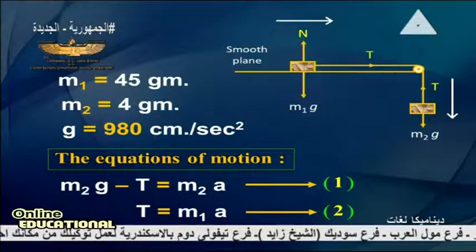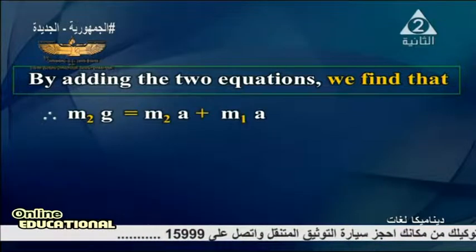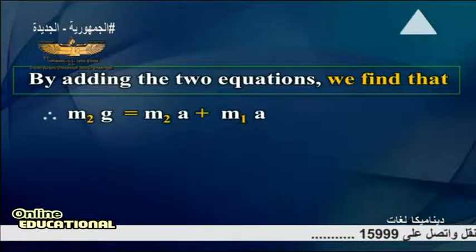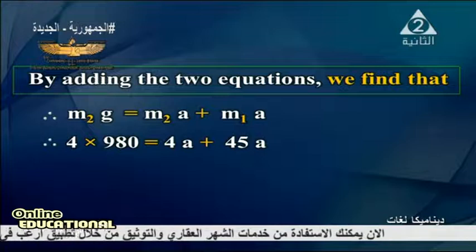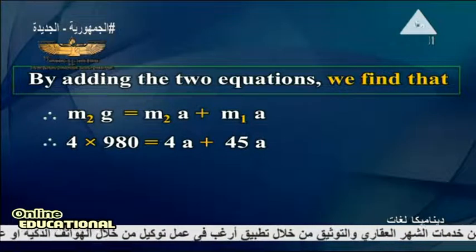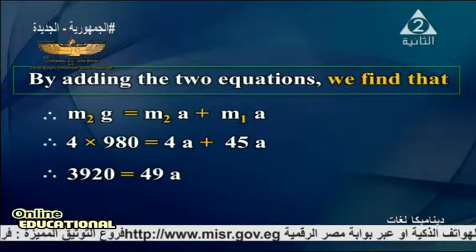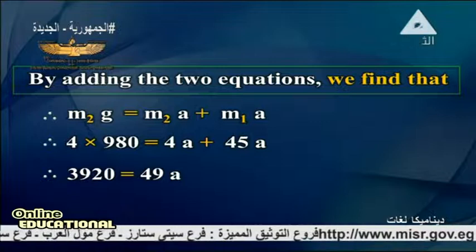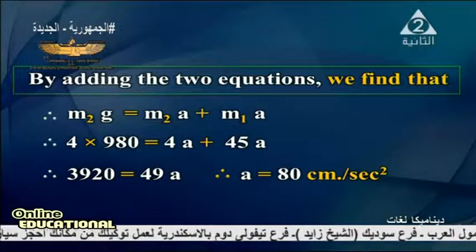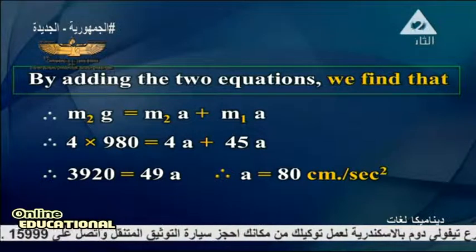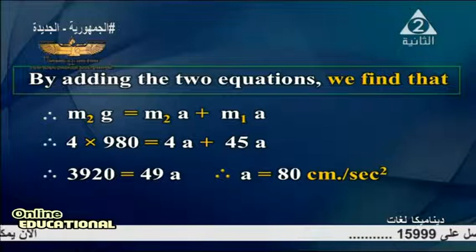By adding the two equations, we find that M2g equals M2a plus M1a. M2, the mass of the second body, 4 gram times 980 equals 4a plus M1, which equals 45a. Then 3920 equals 49a. Then the acceleration of motion equals 80 centimeter per second squared. The acceleration here is the common acceleration for the system, for the two bodies.